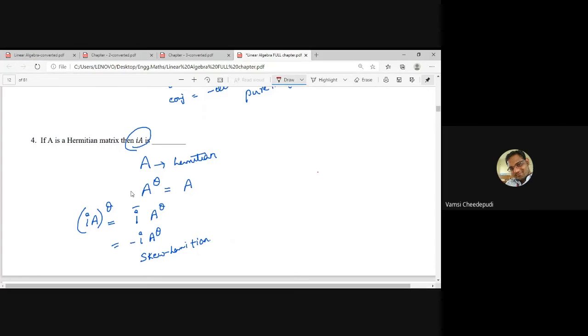I already gave the property. I hope you remember the property. K into A whole transpose is equal to K into A transpose for a normal matrix. But when you are talking about the Hermitian concept, K into A whole power theta is equal to K bar into A power theta. Now you just see how we are using the properties and concepts in GATE questions. Those properties seem very simple when we are discussing, but if you are strong in those properties and theoretical concepts, you can easily solve the questions in this way.